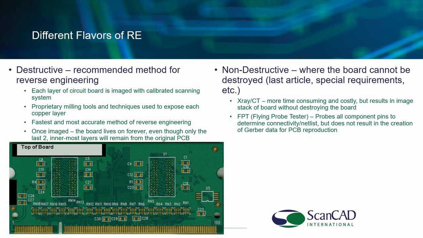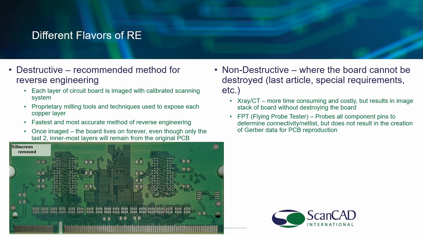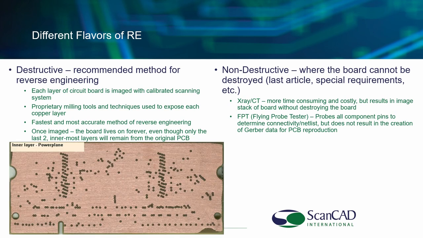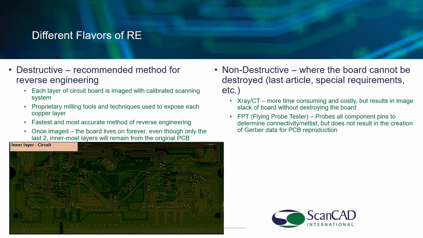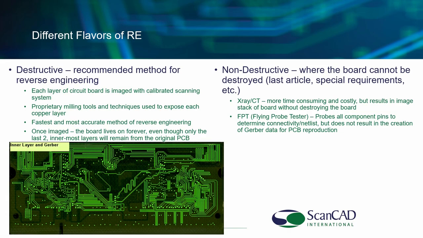If you look down at the bottom of the screen here, you'll actually see some of the layers of a 6-layer circuit board that we had processed with this destructive method. We started by capturing a high-resolution image of the outermost circuit layers, and then we proceed to mill down and capture images of the subsequent circuit or copper layers. From there, we generate our Gerber or vector data.